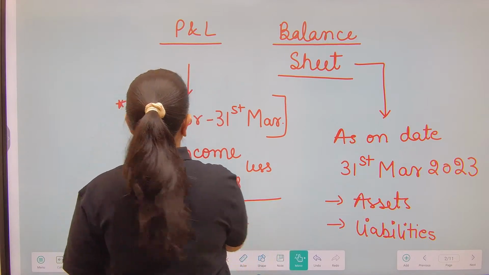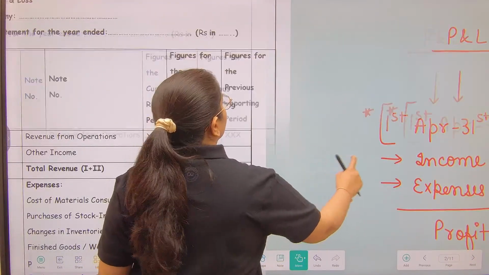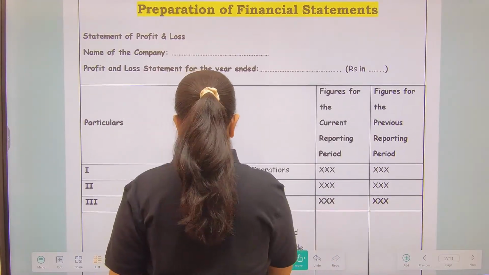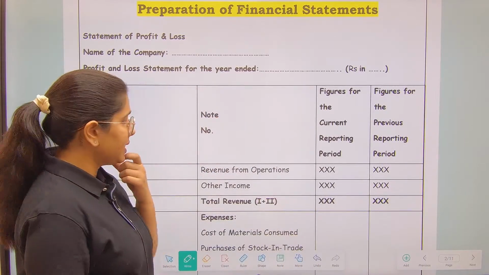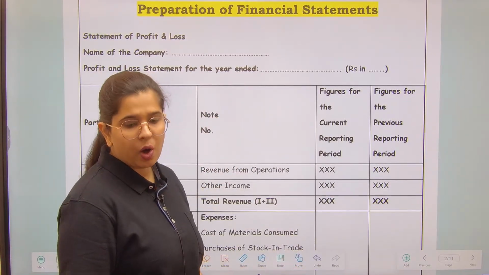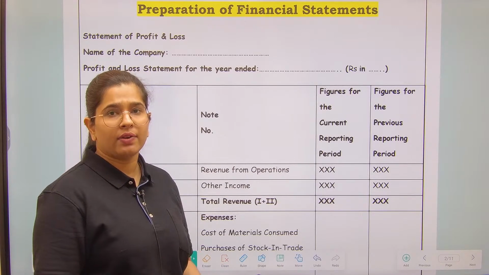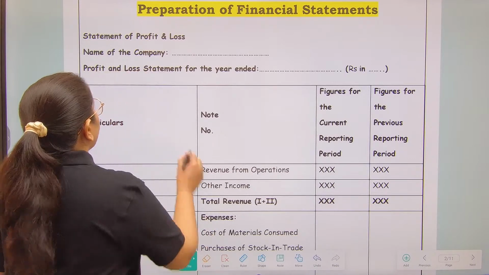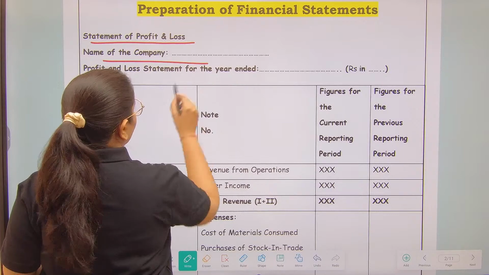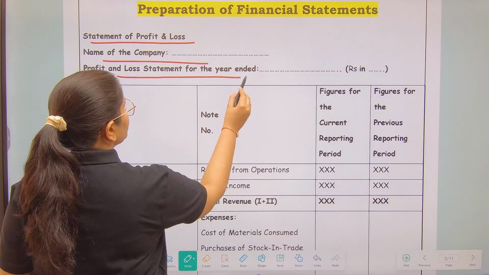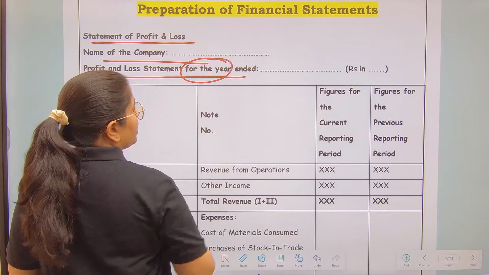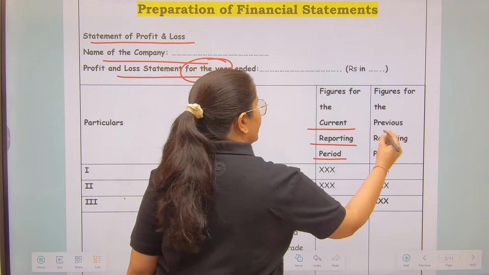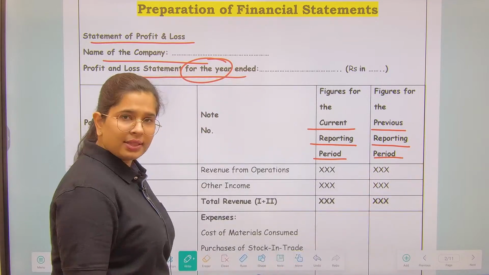Now quickly moving to the format, or how the P&L statement is prepared. We'll be discussing all these line items in detail as well, although not much detail is required for you, but still having a basic idea is always important. So for the statement of profit and loss, you write the name of the company, then profit and loss for the year ended. Here you are going to report the current reporting period items as well as the previous reporting figures. Why is this important?